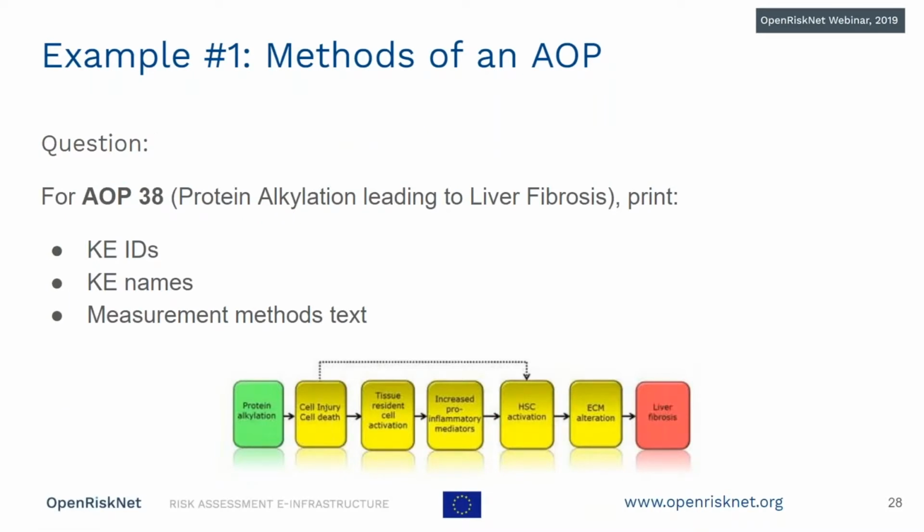So I want to show a few examples of what we can do with the AOP-Wiki RDF. The first example here is for AOP38, which is the AOP that we saw before, as you see on the bottom, the protein alkylation to liver fibrosis. We would like to have all the key events, the identifiers of the key events, their names, and the measurement methods, which are separate components of the key events that are part of this adverse outcome pathway.